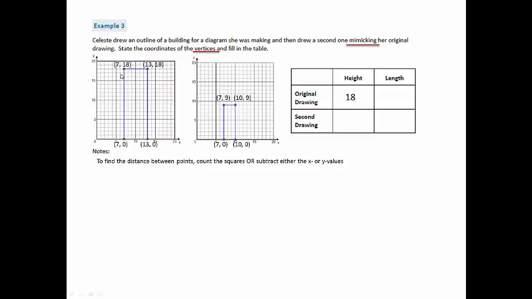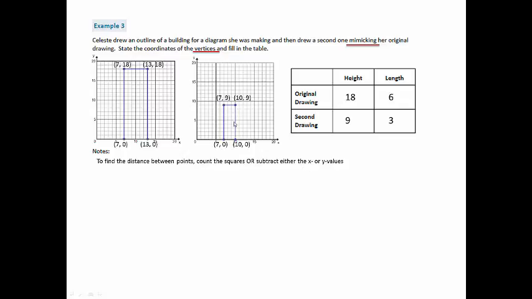Then to find the length, I'm going to look across. I can either count 6 squares, or I can see that 13 minus 7 is 6. So the length of my original drawing is 6 units. The height is 18 units. Now I'm going to do the same for my second drawing. It's 9 units high, 0 minus 9, and it's 3 units wide, 10 minus 7.